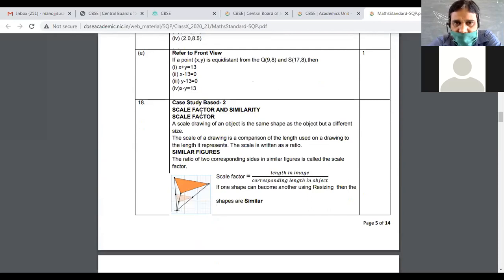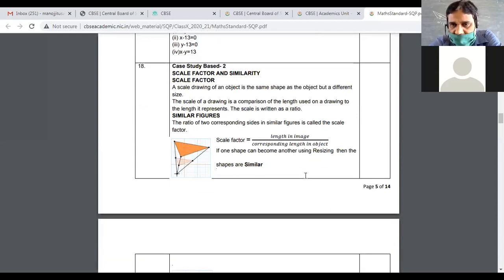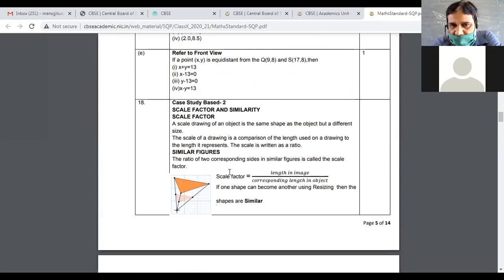Another example, see, another case study: scale factor and similarity. About similarity, one concept is there. And what is the scale factor? The ratio of two corresponding sides in similar figures is called the scale factor. Here, the length of the image and the corresponding length in the object.